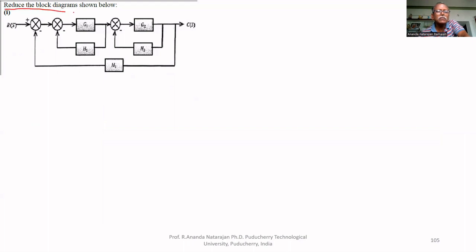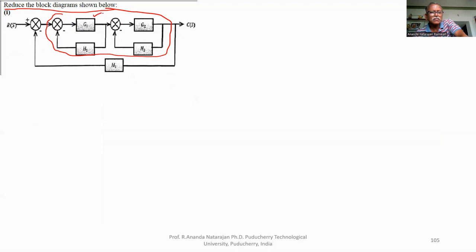Reduce the block diagram shown below. So we have to use the block diagram reduction technique. Here, first we have to reduce the innermost loop. There are two innermost loops, so we have to consider them one by one.